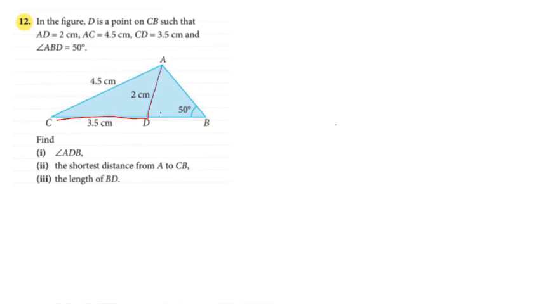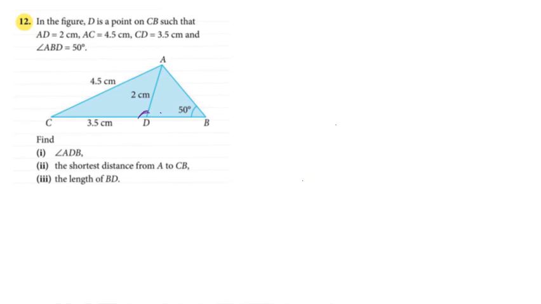And why is that so? Because you're given all the three sides in this triangle. Therefore, we can use the cosine rule to find angle ADC. And with ADC known, we can just use 180 degrees minus that to get ADB. Okay, so our job now is to find this angle.